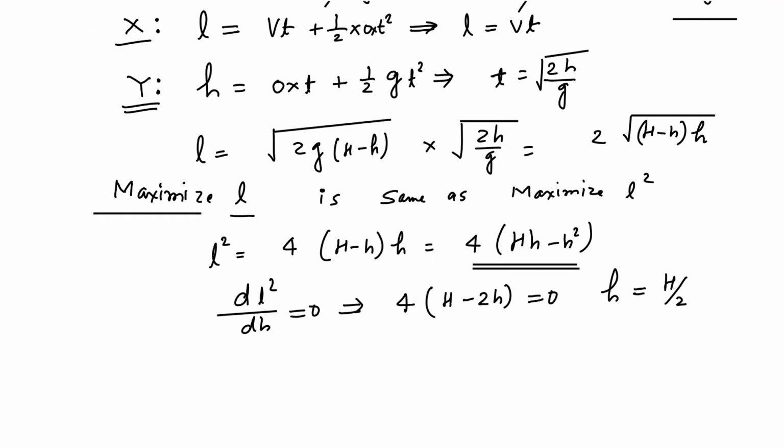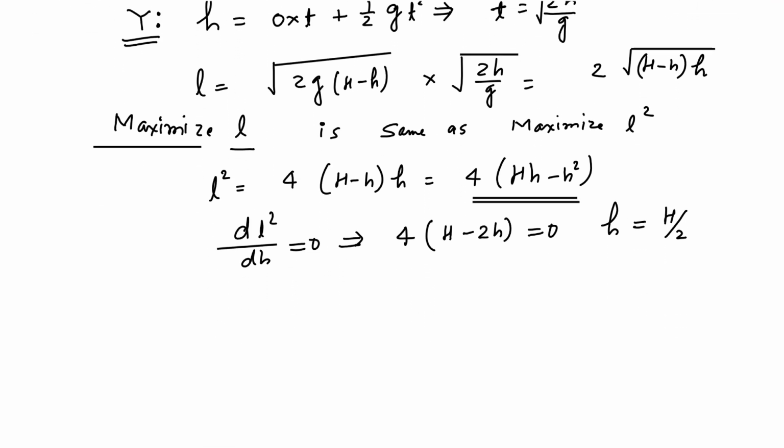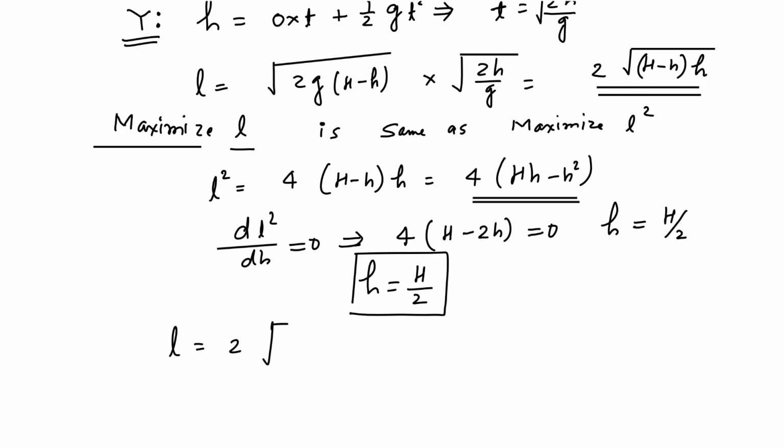So when the foot height is half of the total height of the hill, in that case you will have the maximum range, maximum L. And what will be that value? This value will be given by this. L is equal to 2 times the square root of H minus H by 2, times H by 2. So simply plug in the value of h. This will be 2 times H by 2, so this is H. So the maximum range in this case will be H.